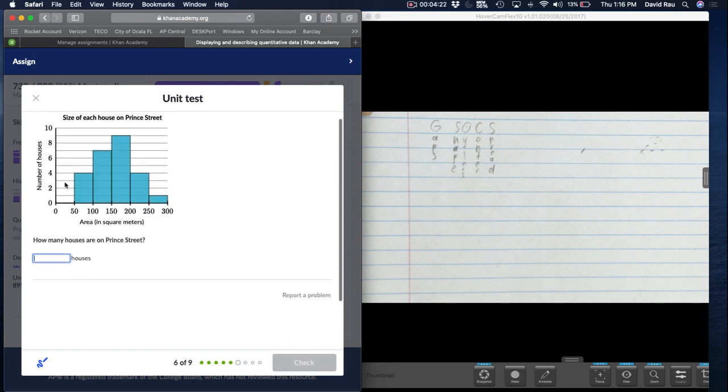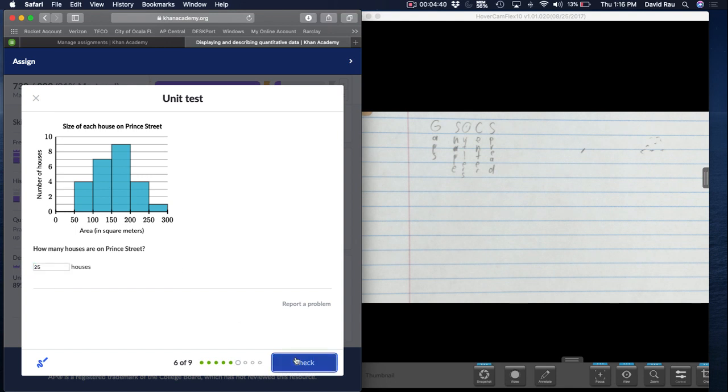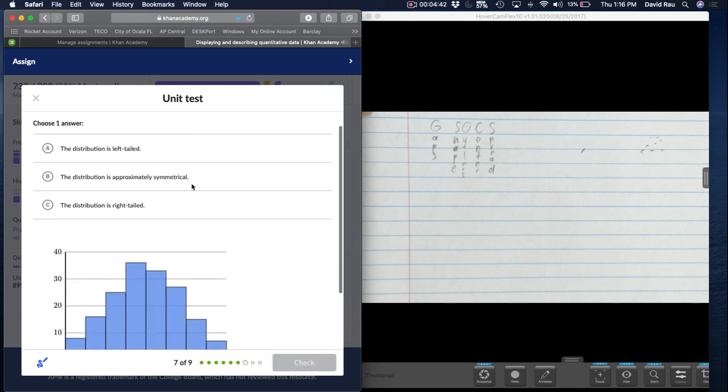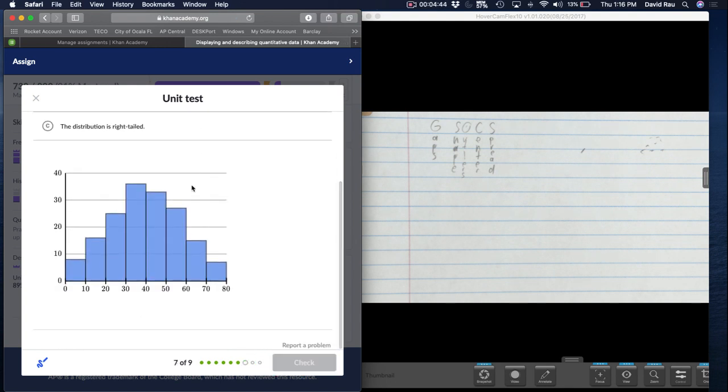How many houses are on Prince Street? Well, we just have to add the heights of the bars. Number of houses is right here, so 4 plus 7 plus 9 plus 4 plus 1. I think it's 25, but I'm counting really quick. We'll see. Yep.